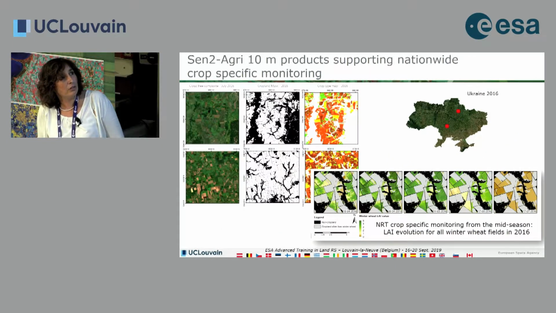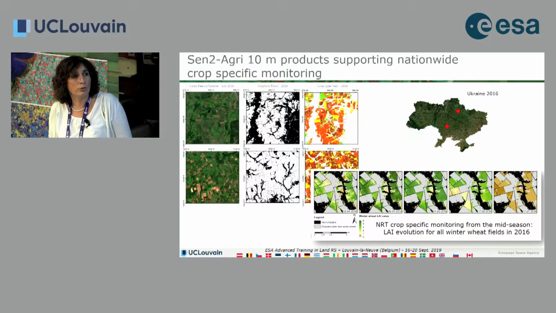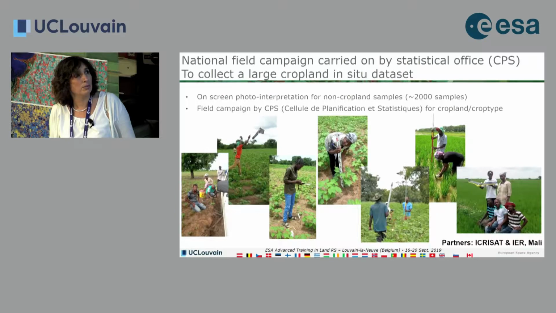Then the combination of the different products. When you have the crop type and the LAI, you can start to do crop-specific monitoring, so you can see the evolution of the wheat or of the different crops.